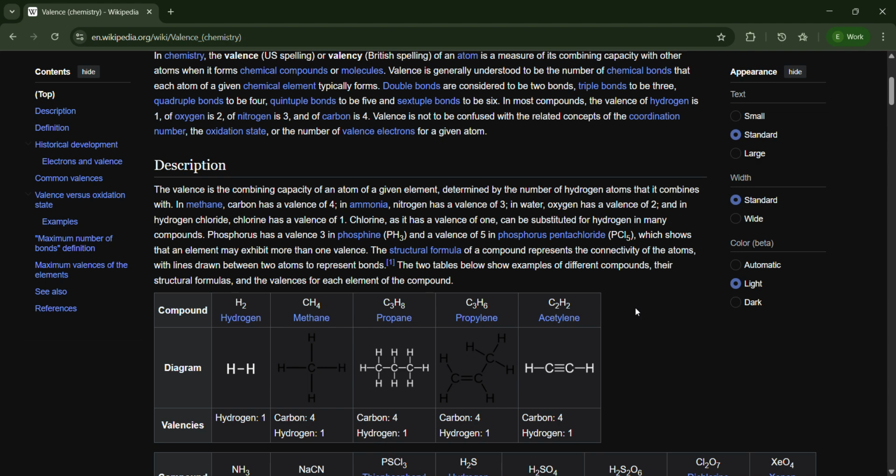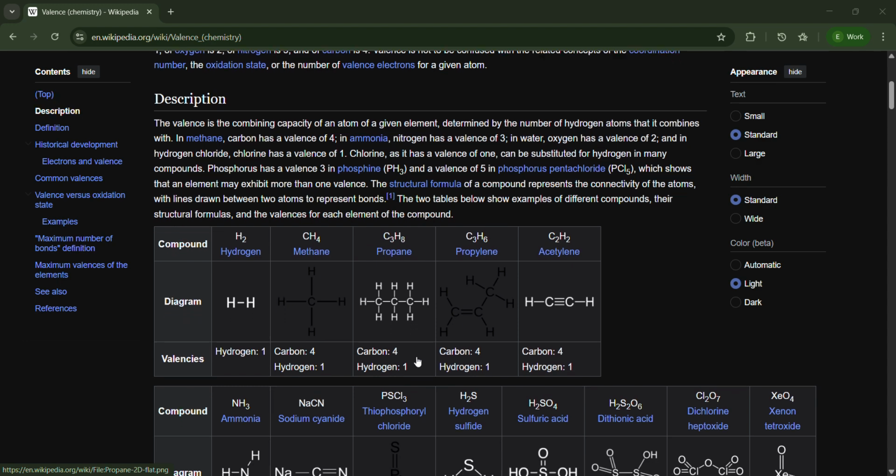The structural formula of a compound represents the connectivity of atoms. The two tables below show examples of different compounds, their structural formulas, and the valences for each element of the compound.